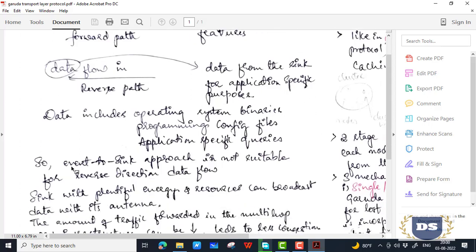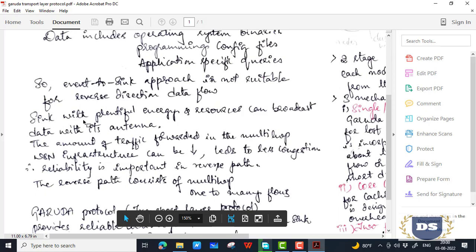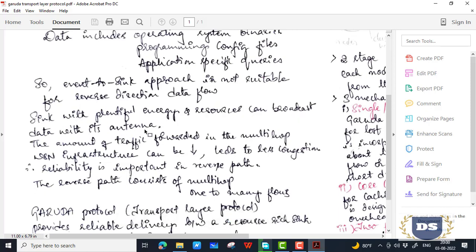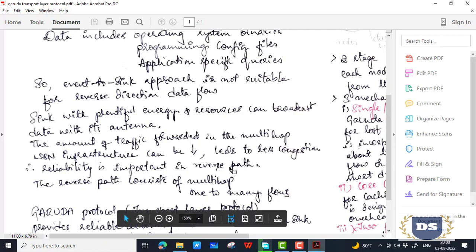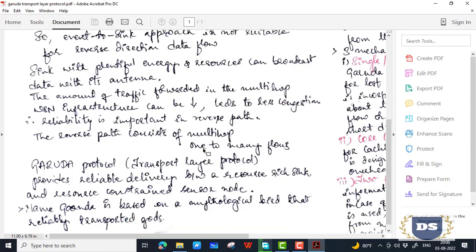So here the event-to-sink approach is not suitable, and it is not reliable for reverse direction data flow. A sink with plentiful energy and resources can broadcast data with its antenna. The amount of traffic forwarded in the multiple hop wireless network infrastructure can be reduced, and this leads to less congestion, whereby reliability is important in the reverse path. The reverse path consists of multi-hop as well as one-to-many flows.